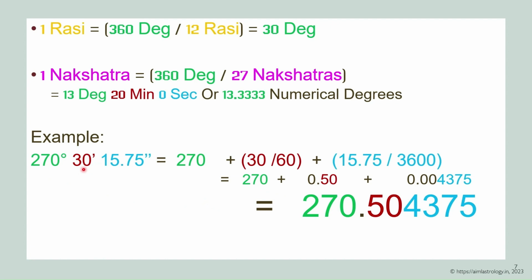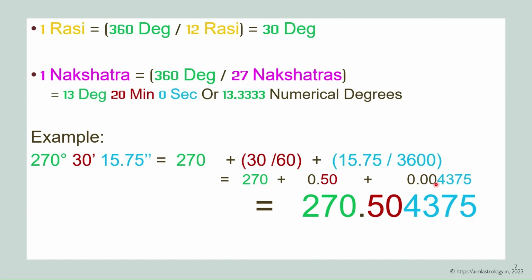The second part, which is the minutes, has to be divided by 60, as we saw in the previous slide. So what I have done here is divide the 30 by 60 and get 0.50 numerical degrees. Similarly, we have 15.75 seconds here, and if we divide the 15.75 by 3600 seconds, then we get 0.0043, which is the numerical degree coming from the seconds section.